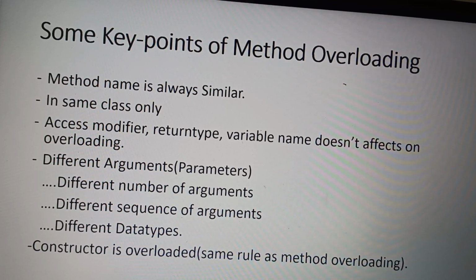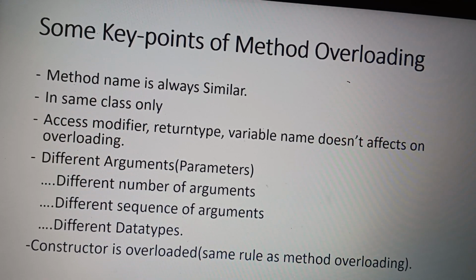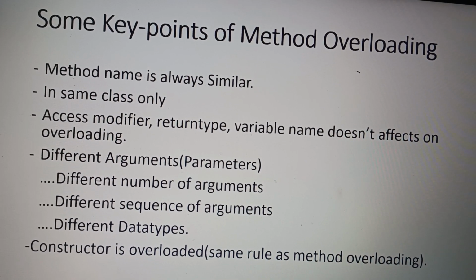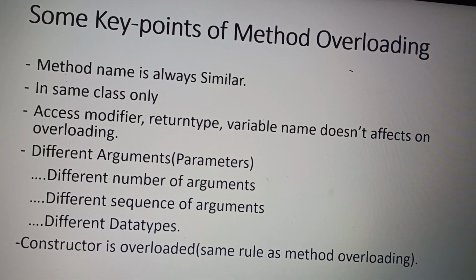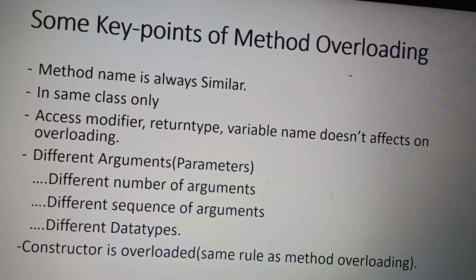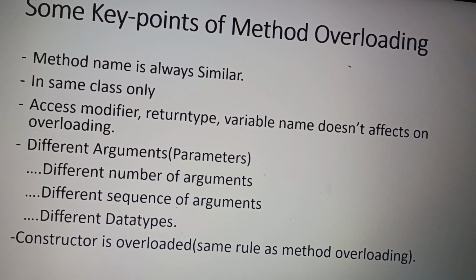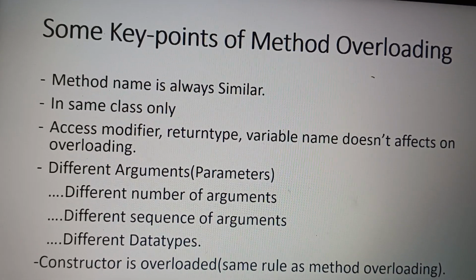Then third one is different data types. That is we can make use of different data types in case of two methods with similar names. And next point is constructor is overloaded. So same rule as method overloading. So these are some key points which we have to consider in case of method overloading.